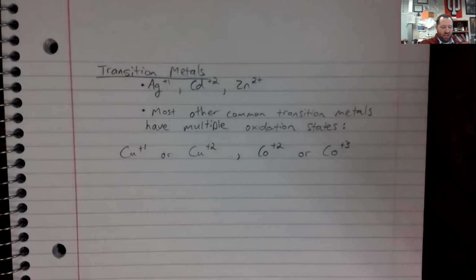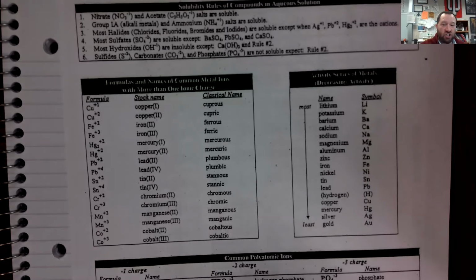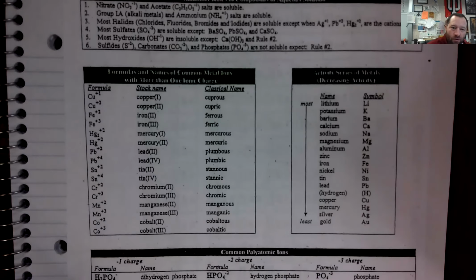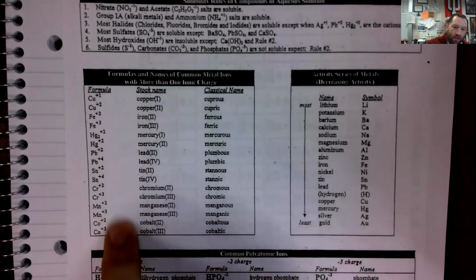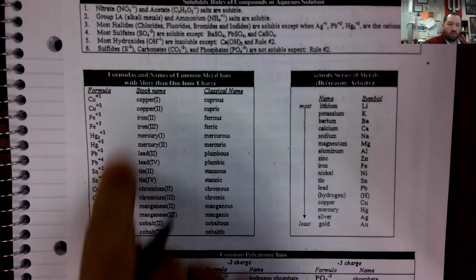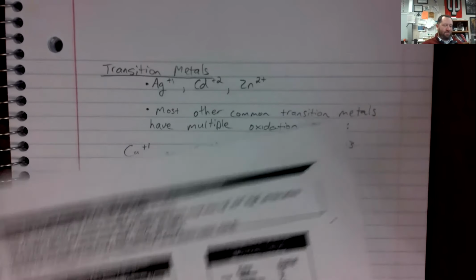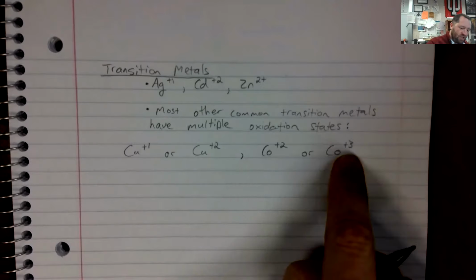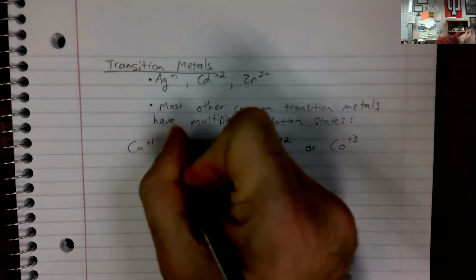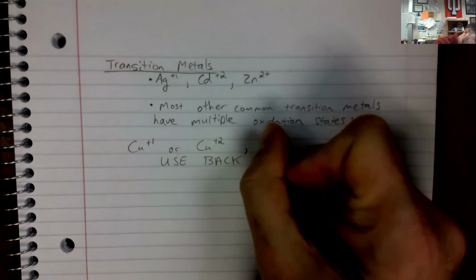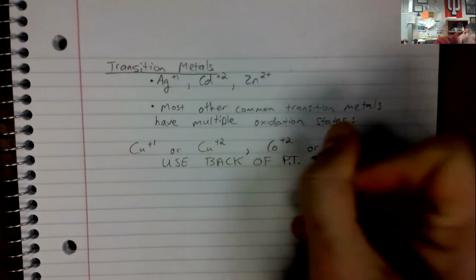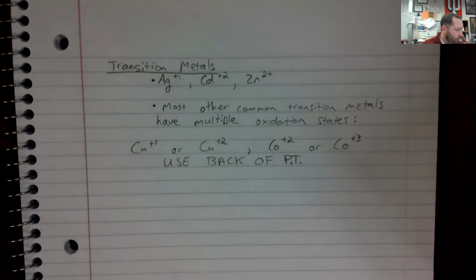My best advice, use the cheat sheet on the back of your periodic table. Here in the middle left, we have a nice list of all the common transition metals with multiple oxidation states. So use the back of your periodic table. It'll be very, very helpful for you.